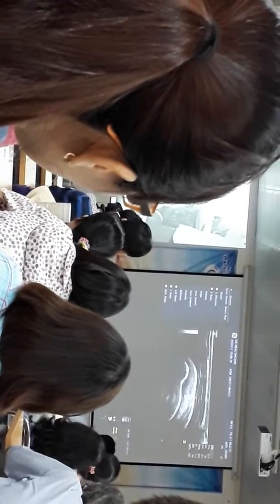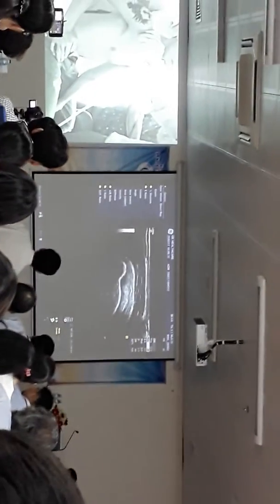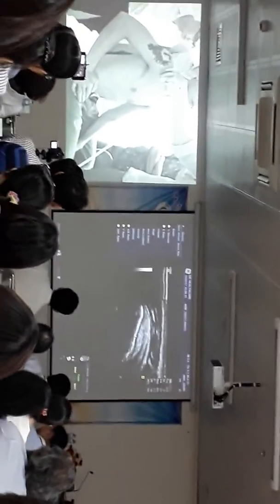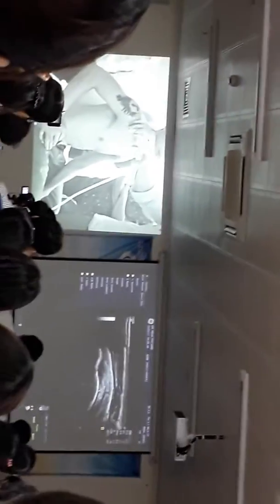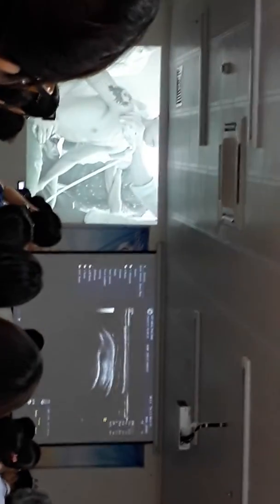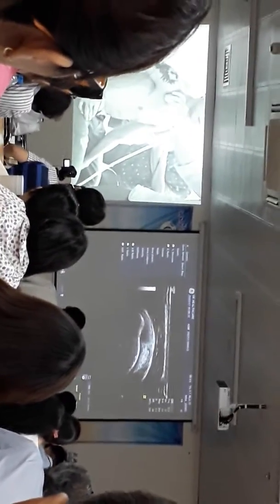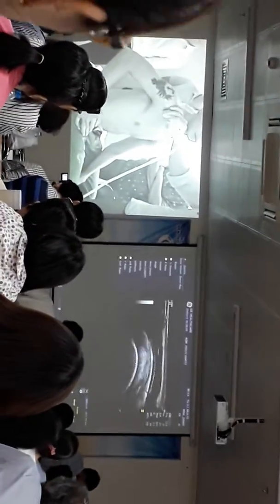So we can have a look at this using harmonic imaging as well. Once again, we can see that those tendon fibers are nice and straight and parallel and very closely together. And using the harmonics, you're able to see that articular cartilage just a little bit more cleanly as well.